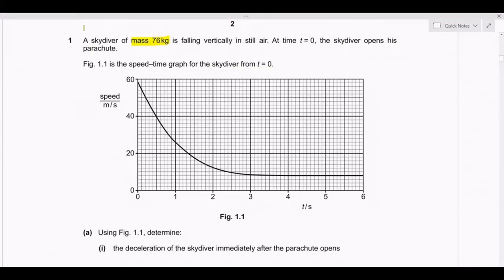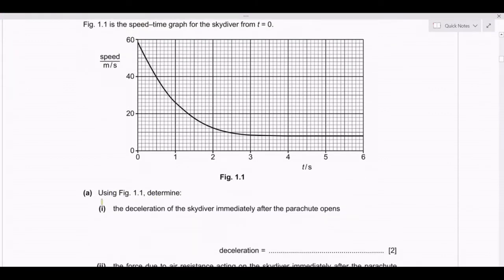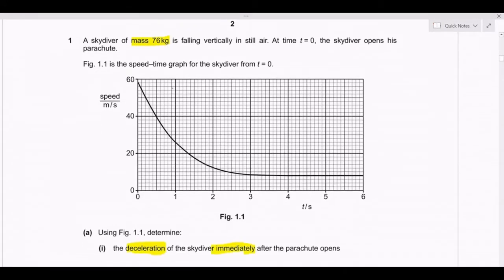So we have a speed time graph over here, and in part A we have to determine the deceleration of the skydiver immediately after the parachute opens. In order to find the deceleration or the acceleration, in both cases we have to find the gradient. And as we know, the formula of the gradient is y2 minus y1 over x2 minus x1.